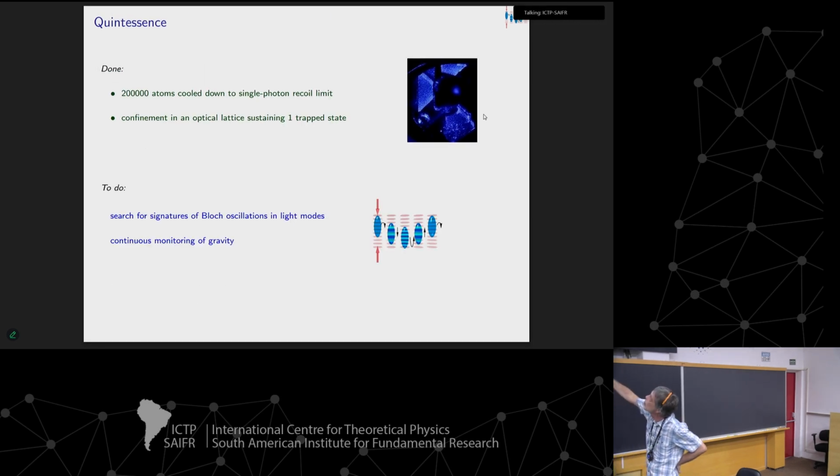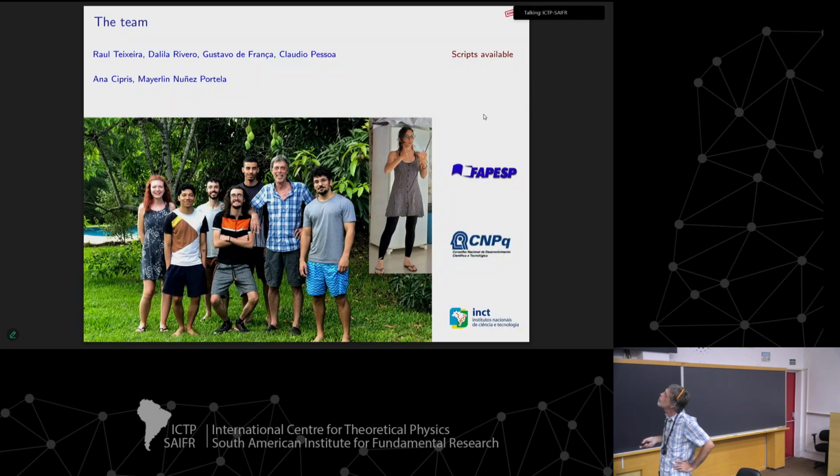We already have 200,000 atoms cooled down to the single photon recoil limit. And we have been able to trap the atoms in a lattice which is so shallow that it only allows for a single vibrational state. There's only room for a single vibrational state, which is necessary to observe these Bloch oscillations. And the next steps are looking for signals of the Bloch oscillations and really trying to see them.